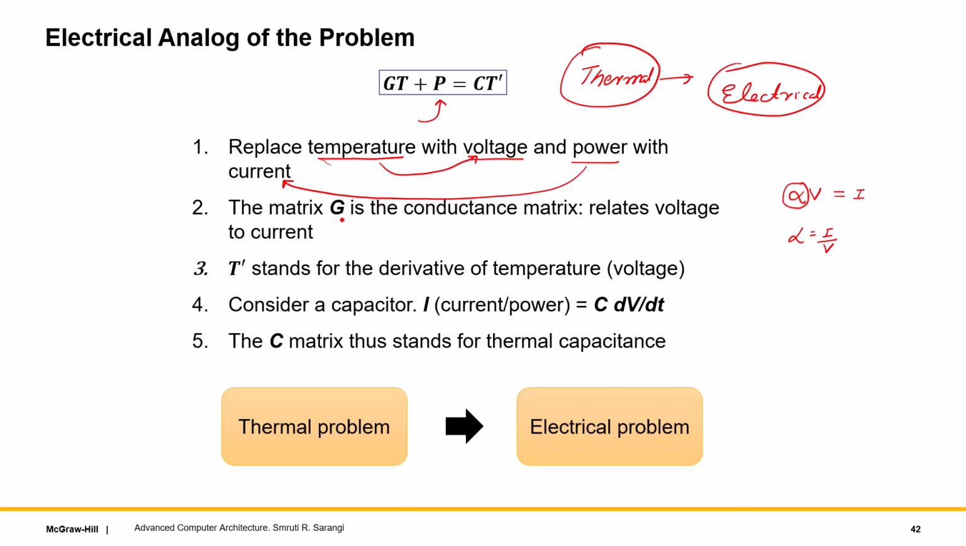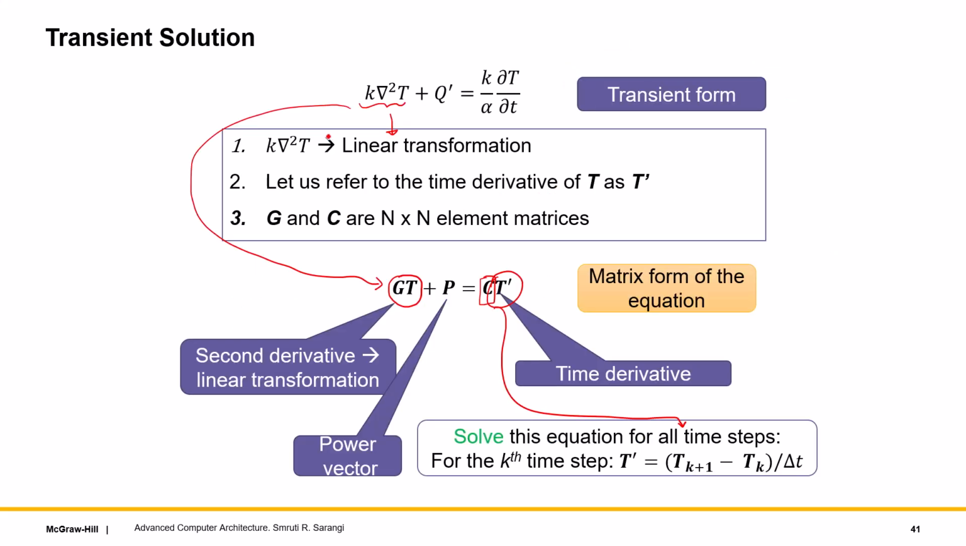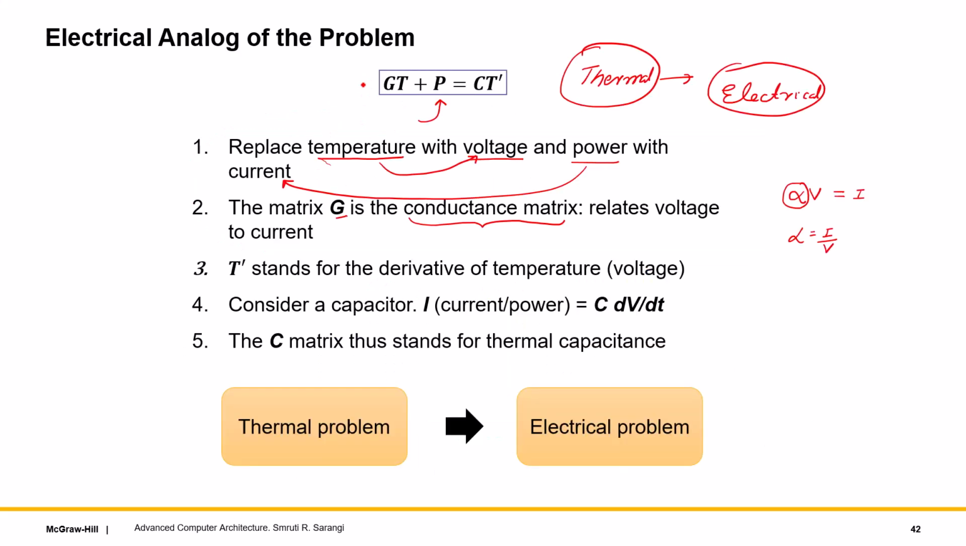It is the opposite of resistance, it is the conductance. So G for that reason is called the conductance matrix, right? Even if you look at the term over here, the term K was called the conductivity, and as you can see, capital G over here is the conductance matrix which is converting voltage to current. P of course is power, which in the electrical analog world is current.